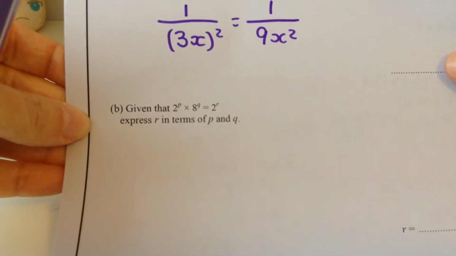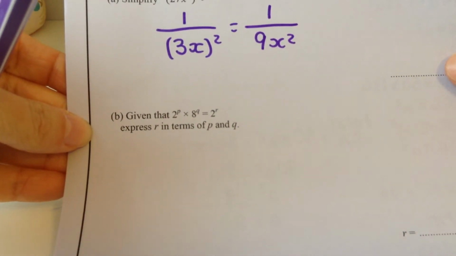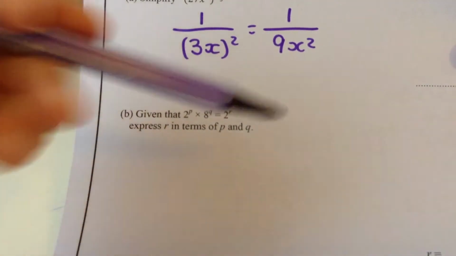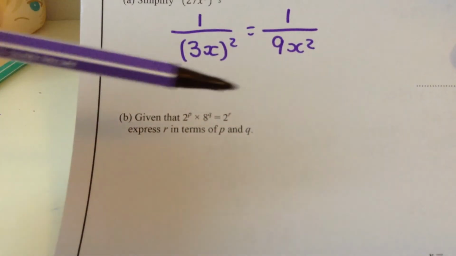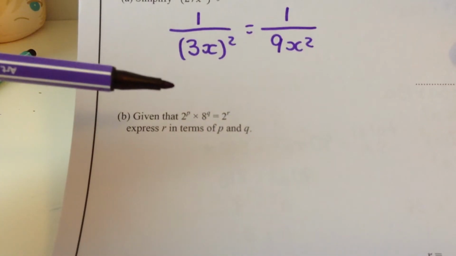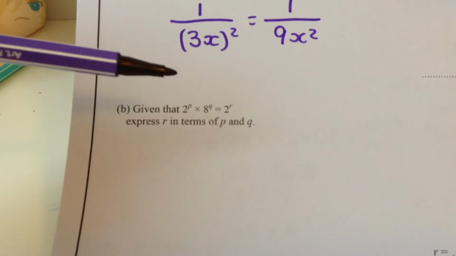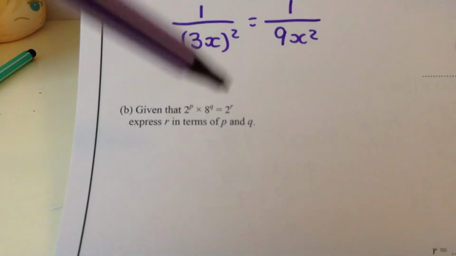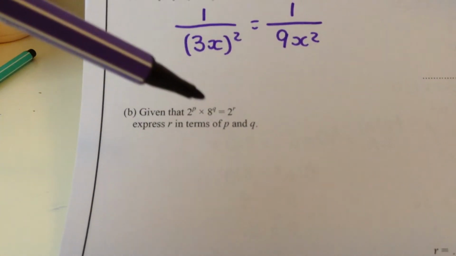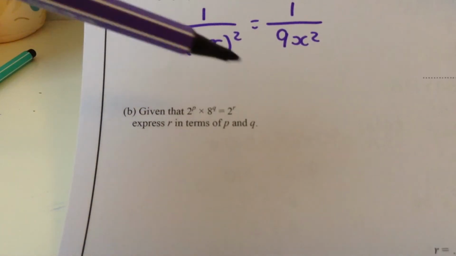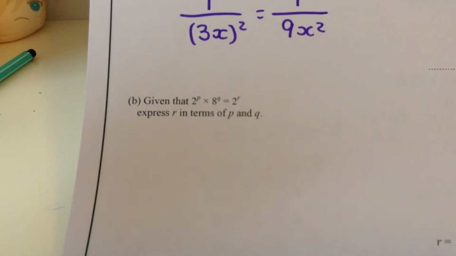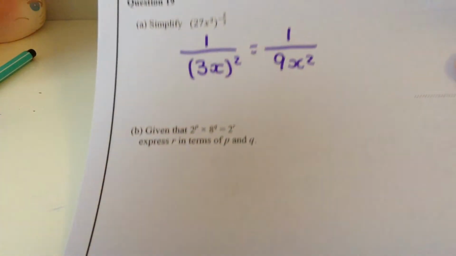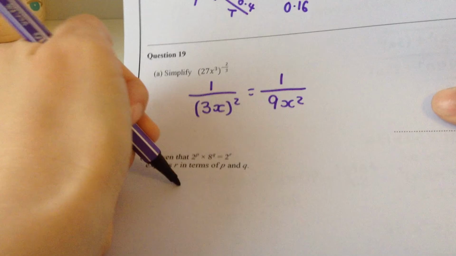B. Given that 2 to the p times 8 to the q equals 2 to the r, express r in terms of p and q. Okay, right. When you have indices questions like this, where it's like an equation that you have to solve with letters in, and the letters are in the powers, you always want to make the base numbers the same. So at the moment we've got 2, 8 and 2. So I want to convert them all to 2's. I can do that because I know that 8 is a power of 2. It's 2 to the power of 3. So I'm going to change the 8 into 2 to the power of 3.